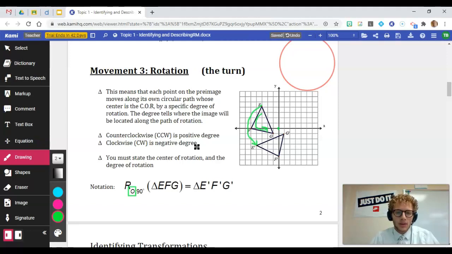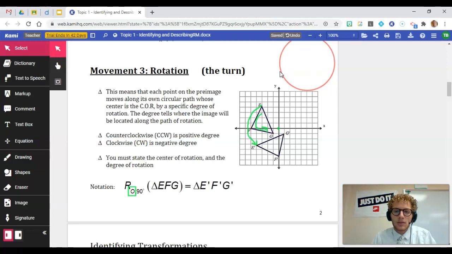When we're dealing with this, the degree will tell us where the image will be located along that path. So I've already made a circle here, and we can see that if I center it here, that point E gets moved along the circle to this point, E prime. How far? In this case, this is 90 degrees.